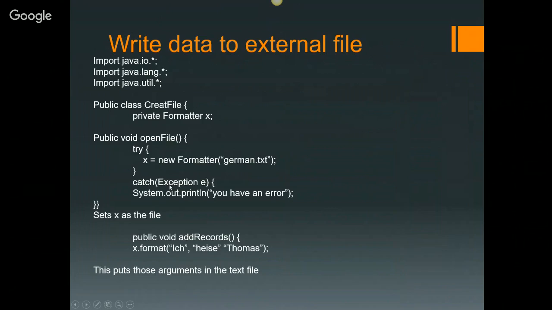So if I put something in there it doesn't like, it's going to throw, hey, you have an error. It sets x as the file. So down here in my add records, I put x.format, and then these are my values that I'm assigning for x: Ich, Heise, and Thomas, which again goes into the German text file when I do that.